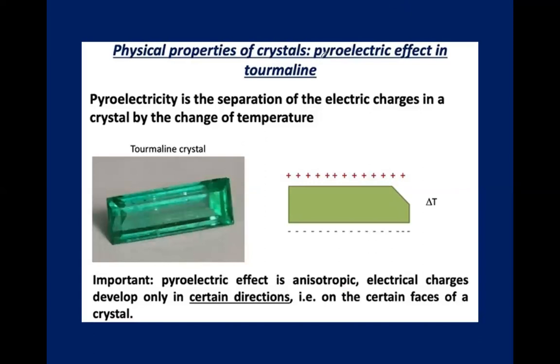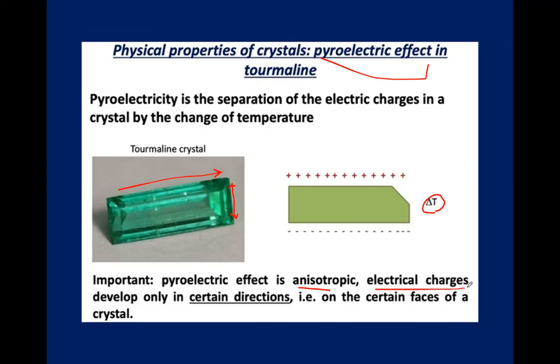We talked about the pyroelectric effect. This is tourmaline, the crystal tourmaline. There also you can see one axis is elongated. When you heat the crystal, between these two phases you can observe some electric current passing. That's because of the temperature difference. So that's called the pyroelectric effect. And here also you can see it's anisotropic, not equally distributed.